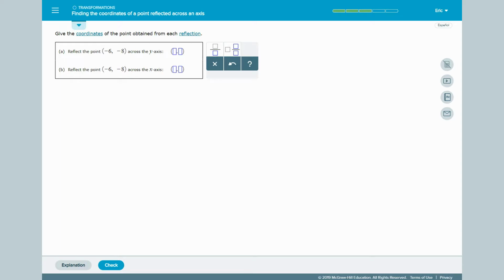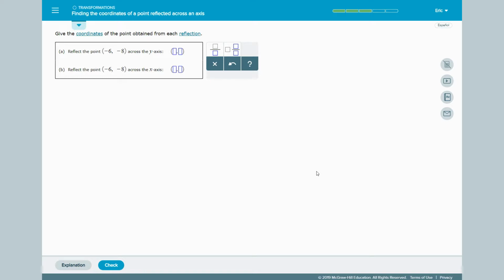Finding the coordinates of a point reflected across an axis. Notice how they're no longer babysitting us with shapes. We're doing straight math, y'all. This is a very simple concept once you get it down.